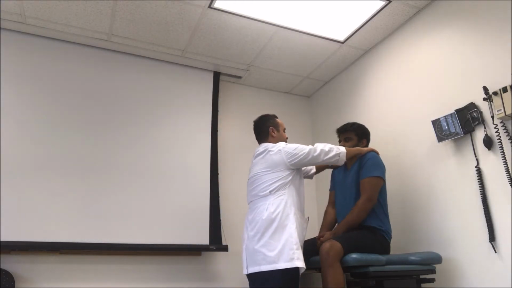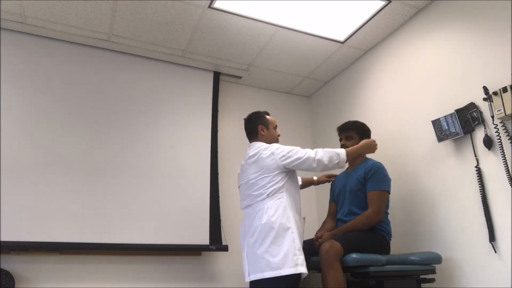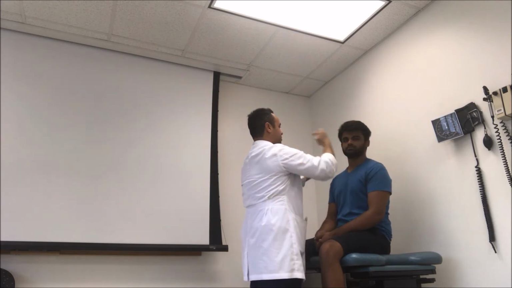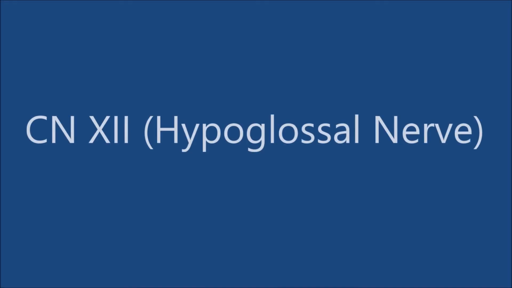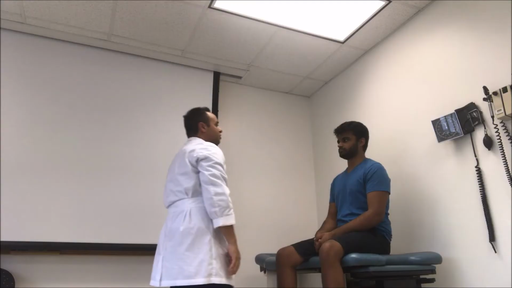Have the patient raise their shoulders and move their head from side to side, all the while you're providing resistance as well. And note for any asymmetries or weakness. Finally, to round out the cranial nerve testing, you would also test for the patient's hypoglossal nerve functioning.